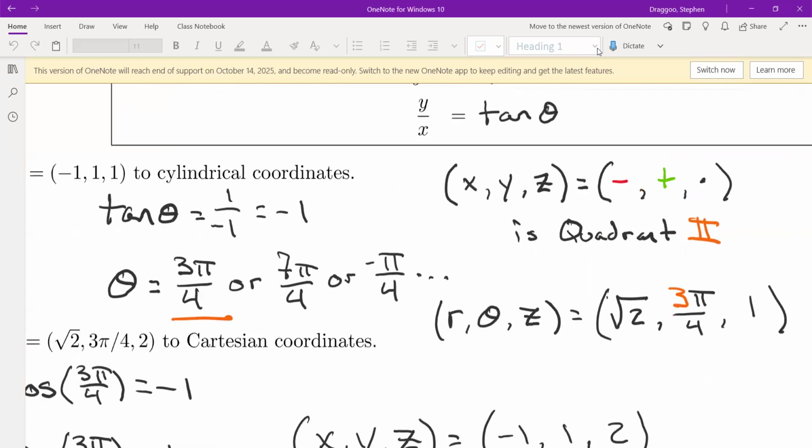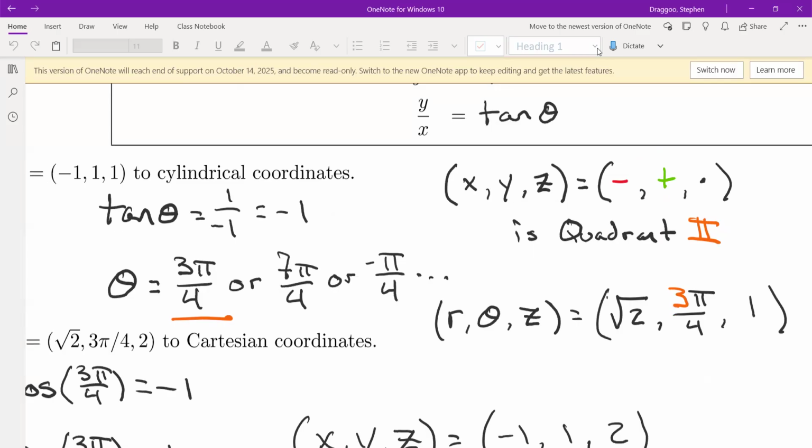And off the dome, I've got 3 possible angles that work for that equation: 3 pi over 4, 7 pi over 4, and negative pi over 4. Really, there's an infinite number of them because I can just repeat that pattern until I find more. So I have to check what quadrant my point is in. I've got a negative x value with a positive y value, which is quadrant 2. So I'm going to choose the angle that's in quadrant 2, 3 pi over 4.